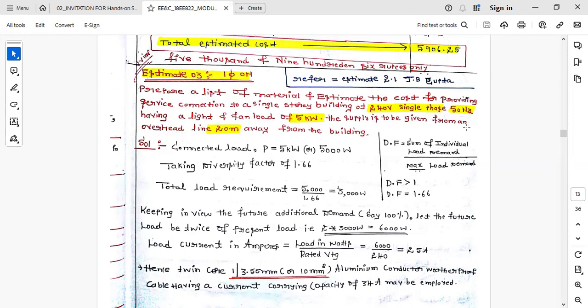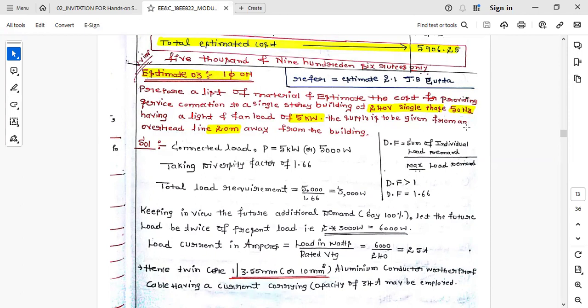Before writing the solution, let's take the given data. Connected load, that is power, is equal to 5 kilowatts or 5000 watts. Taking the diversity factor, sometimes they mention in the question only the diversity factor, 1.6. The diversity factor should always be greater than 1. Obviously 99% of the time they will mention the diversity factor as 1.66.